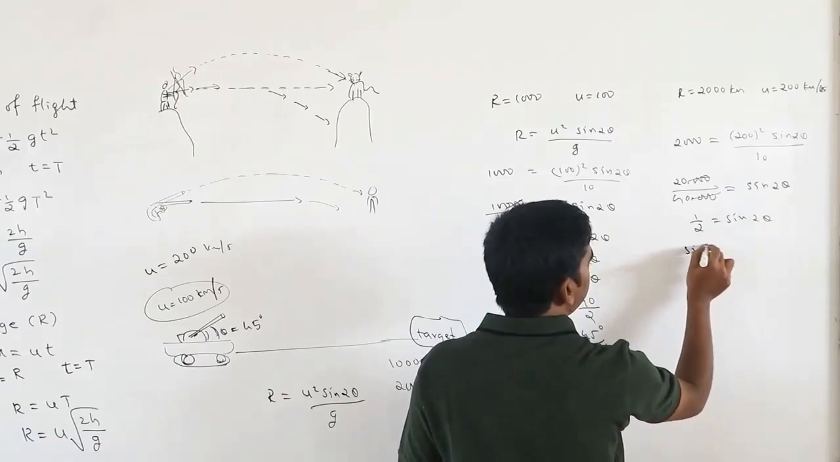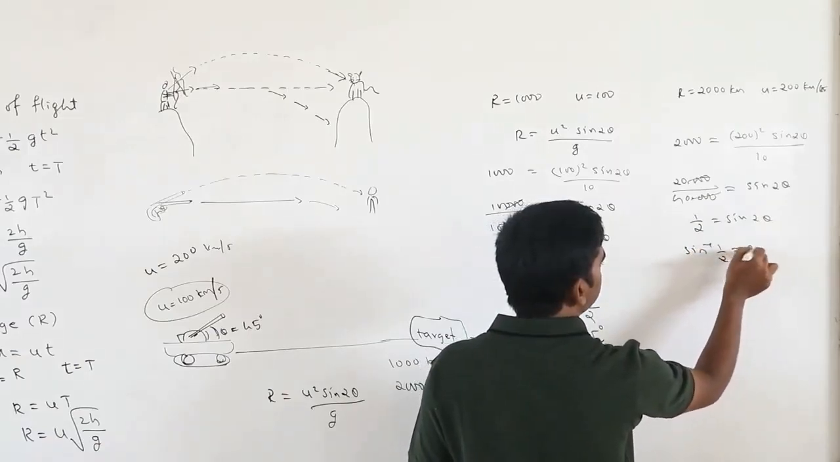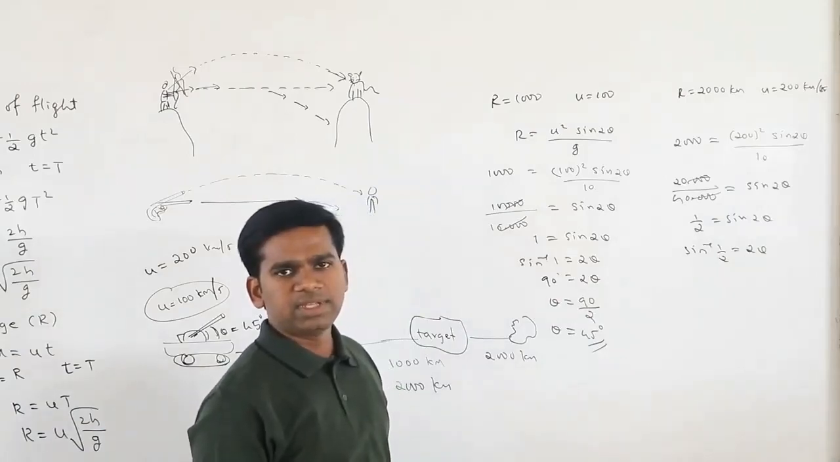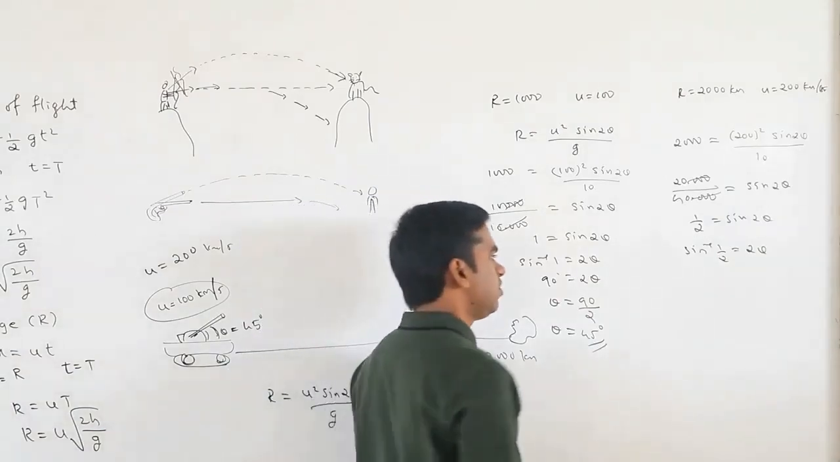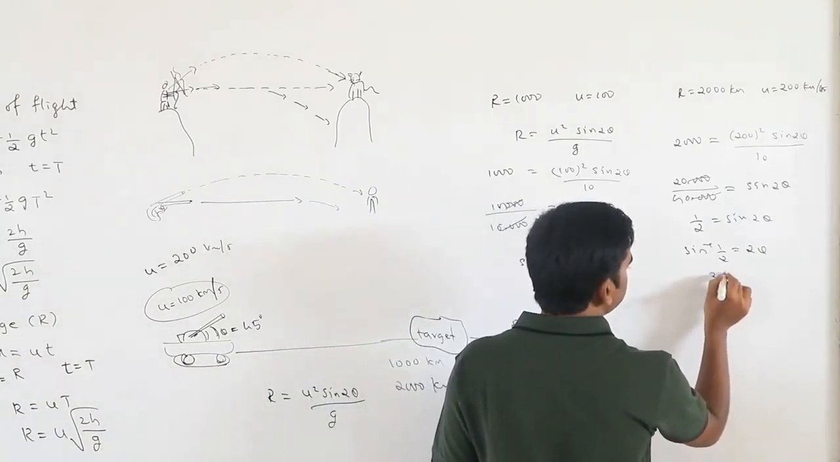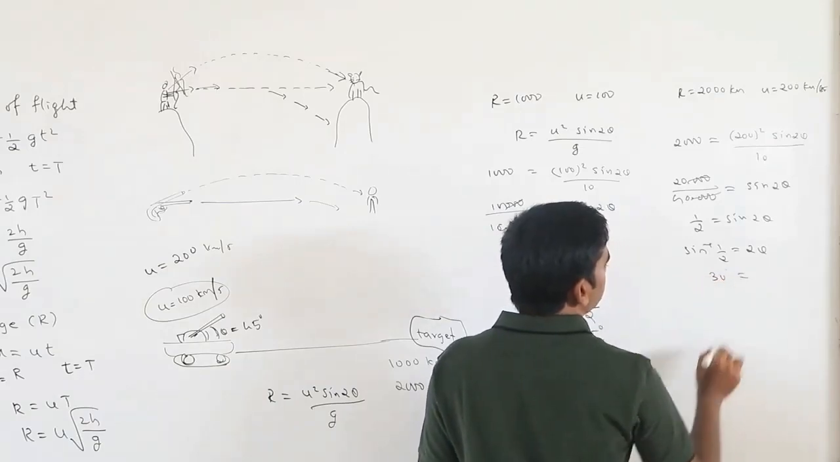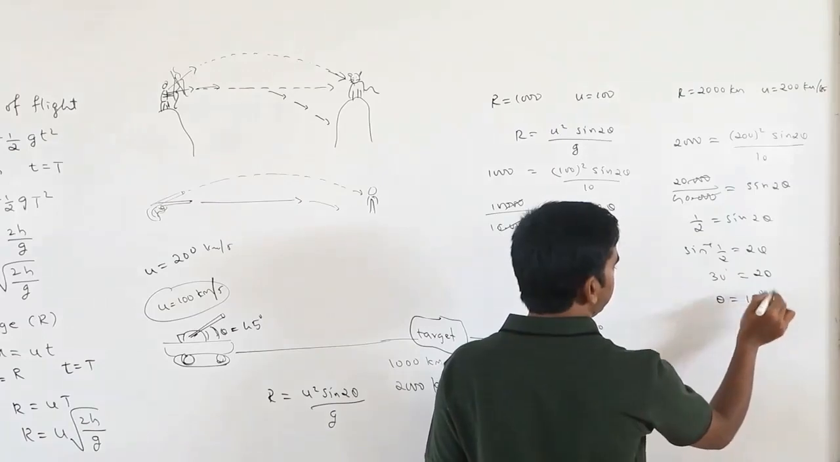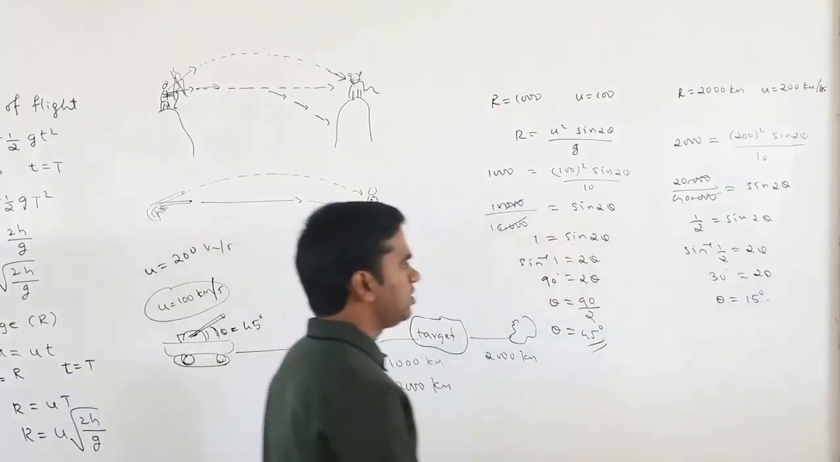So sine inverse of 1 by 2 equals 2 theta. What will be the sine inverse of 1 by 2? Sine inverse of 1 by 2 is 30 degrees. So this is 2 theta, so theta will be some 15 degrees. So the angle of projection is what?